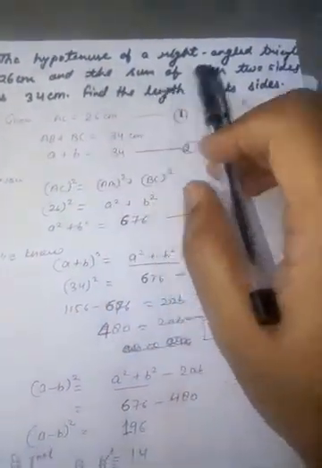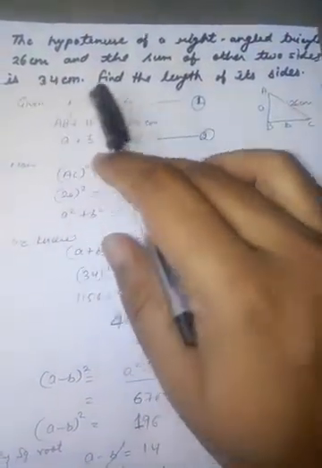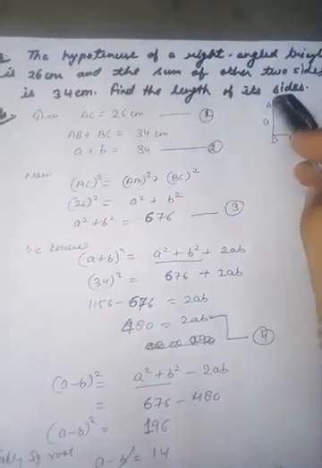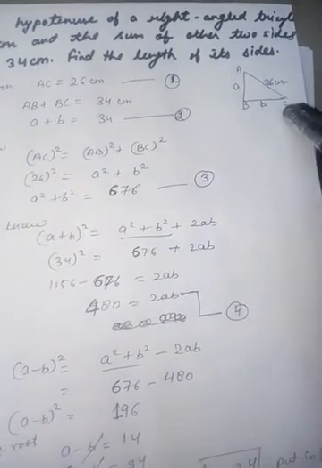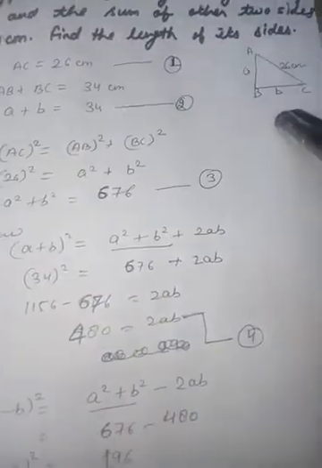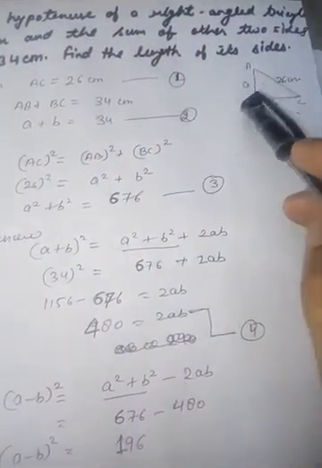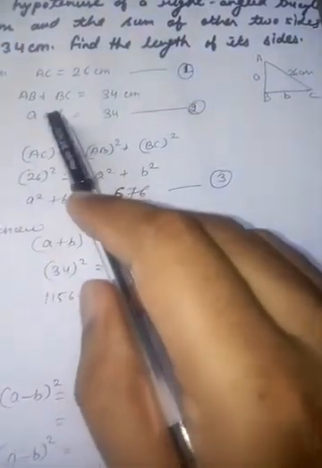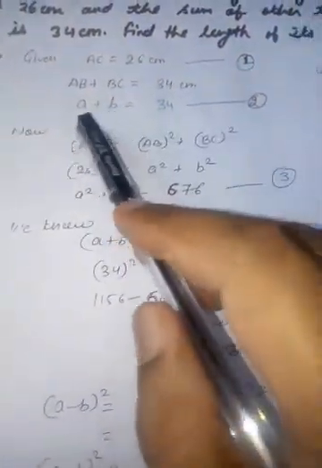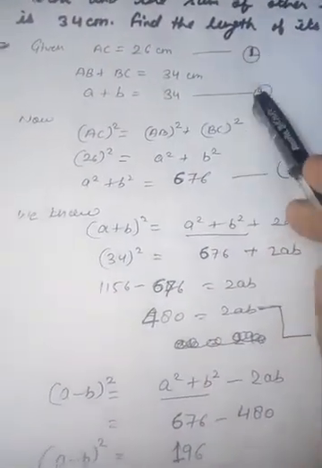So the value of x is 24. Now next question. The hypotenuse of a right angle triangle is 26 and the sum of the other two sides is 34. Find the length of its sides. So what we do, first of all, is make that right angle triangle, and AC is given as 26. These two sides, let them be a and b. AC is given 26, AB is given a and BC is given b, and these two sides sum to 34. So we get the equation a plus b equals 34. This is equation first and this is equation 2.